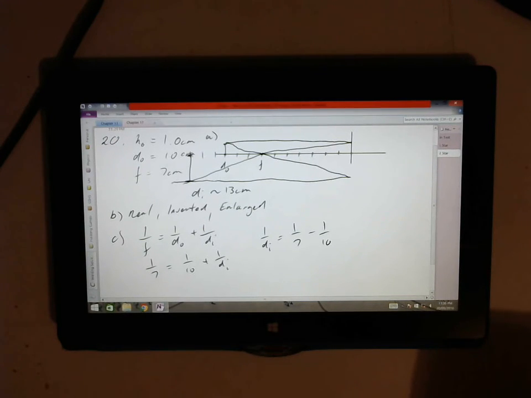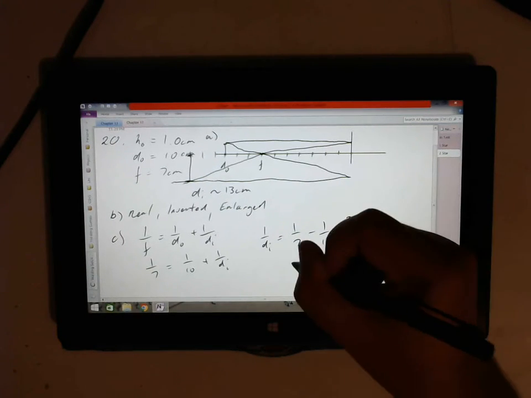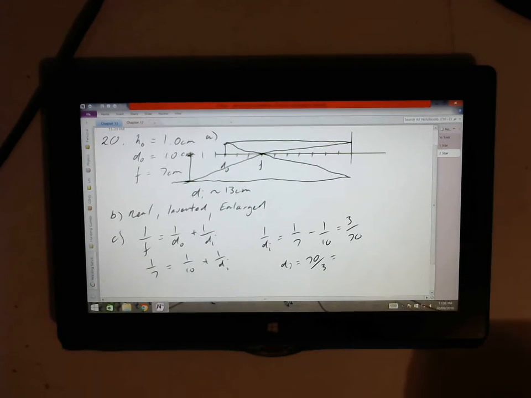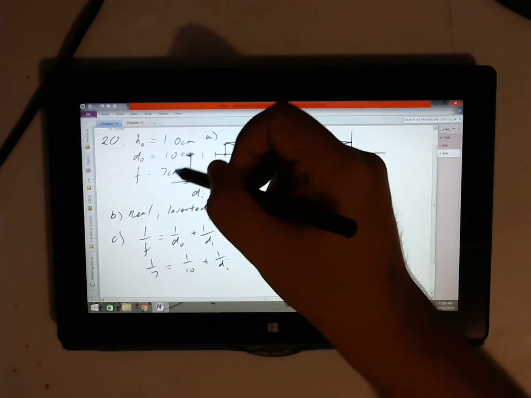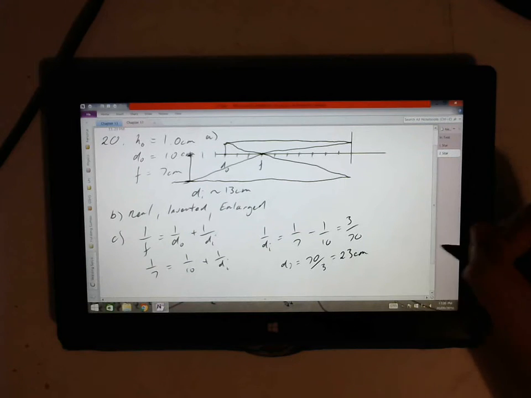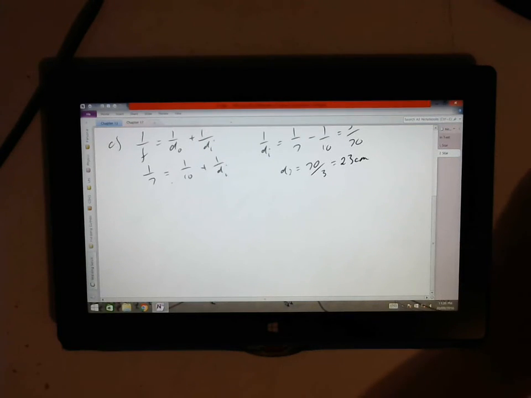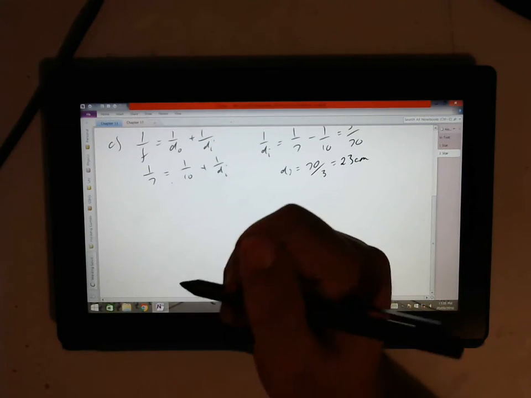1 over 7, take away 1 over 10, gives me 3 over 70. So DI equals 70 over 3 equals 23.3 centimetres. And as these have been two decimals, round this to two figures as well. So 23 centimetres. Had the 3 right at least, but yeah, obviously my drawing is pretty bad.